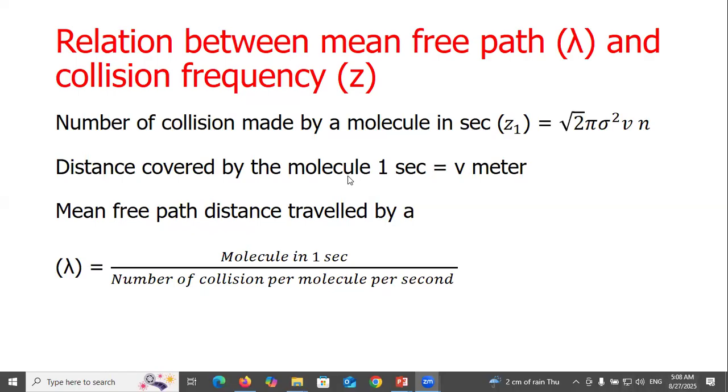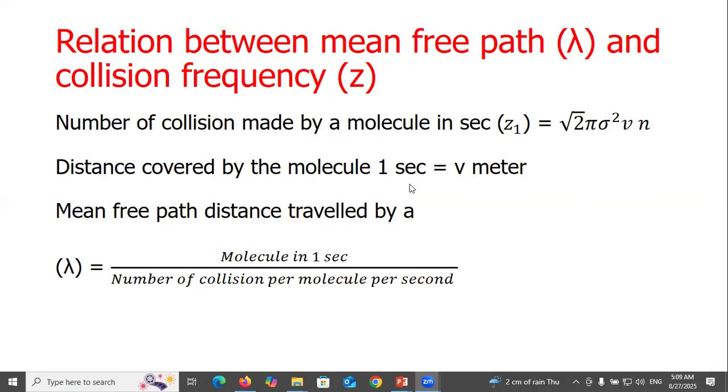Okay, good morning. Relation between mean free path and collision frequency. We know that collision frequency, that is the number of collisions made by a molecule in 1 second, Z1 equals root 2 pi sigma square v n.